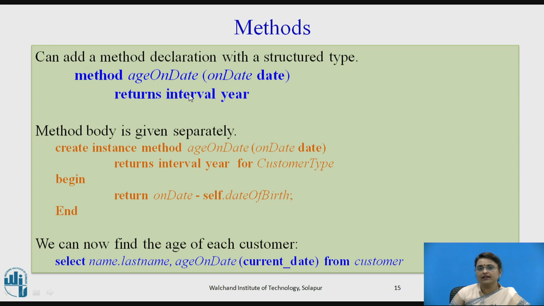And what is it returning? It is returning interval year. Whenever we provide the birth date, automatically it has to give the age of that particular person. That is a simple method here, a simple function. And how is the method body written?